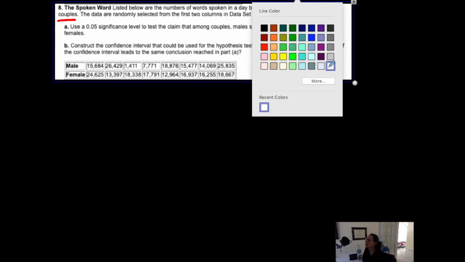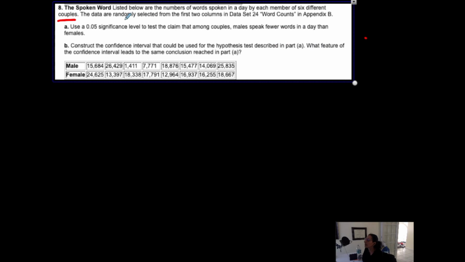Listed below are the numbers of words spoken in a day by each member of 6 different couples. They're couples, right? And typically with couples, you have matched pairs. The data are randomly selected from 2 columns in Appendix B. Use a 0.05 significance level to test the claim that among couples, males speak fewer words in a day than females, and then construct a confidence interval, which we'll do both of them. We'll just find all the pieces.